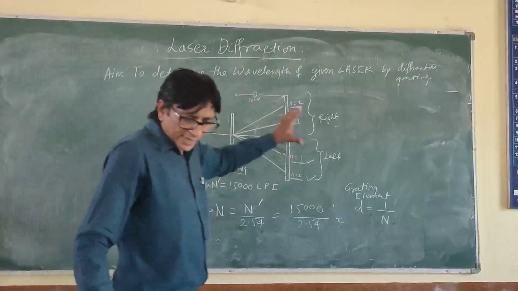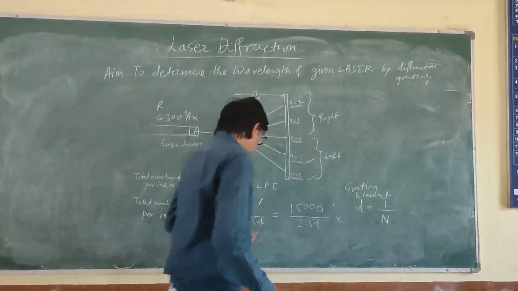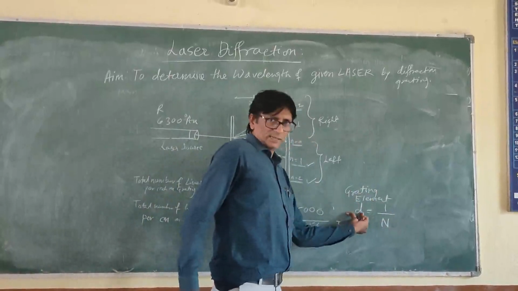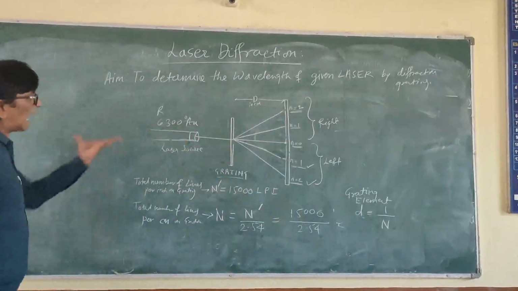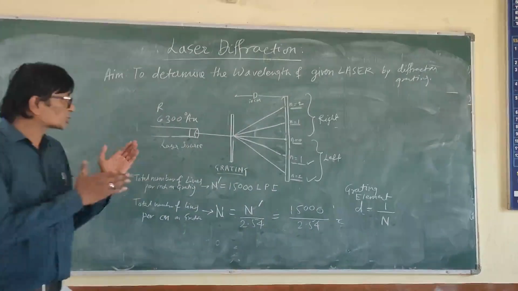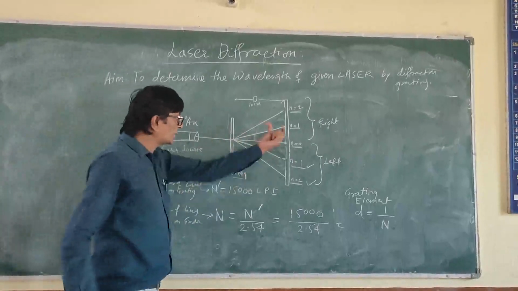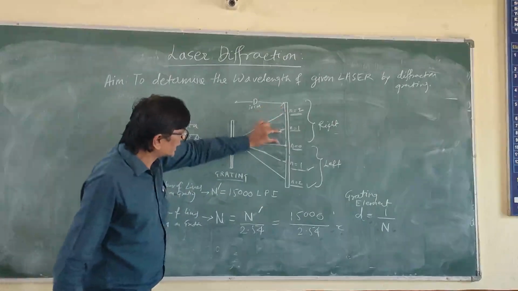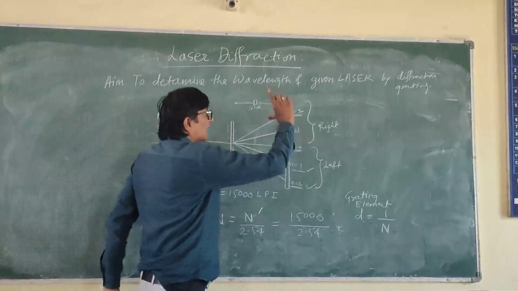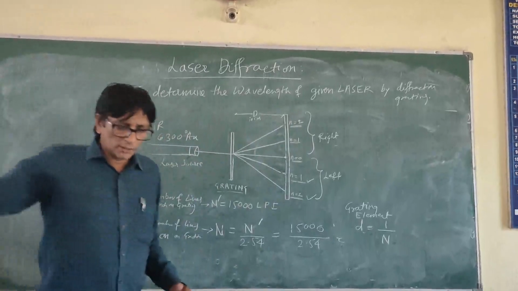Now we have to calculate the grating element, which is small d. It is equal to 1 upon n. Whatever value you got here, you put it here and calculate the grating element d. Now, how to perform the experiment? I will take you to the experimental table and explain how this distance is varied and how it is measured, that is, the distance between first order points and second order points, and so on. I will explain it all on the instrument.